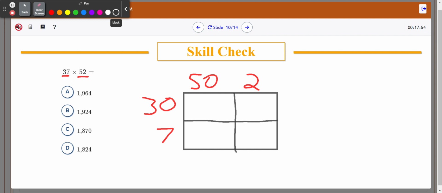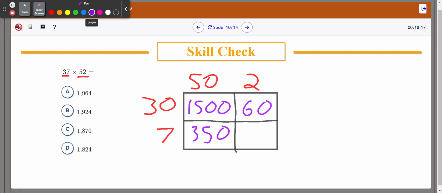And now I'm going to multiply each quadrant and then add them all together. So we'll do that. Ready? Let's start with 30 times 50. 30 times 50 is 1500. 30 times 2 is 60. So I got those two filled in. Let me go down. 7 times 50 is 350. And 7 times 2 is 14.